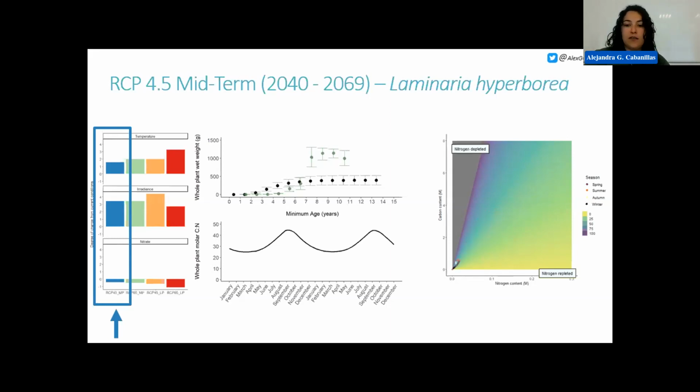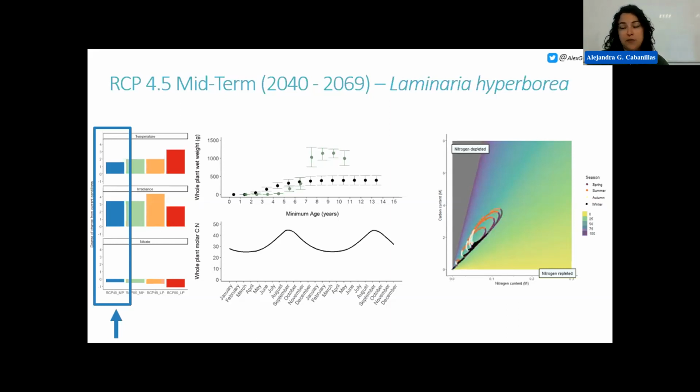As we can see, there is an increase in temperature in the table on the left. There is an increase in irradiance, a decrease in nitrate. Laminaria growth under these conditions has shifted to significantly smaller plants, but with similar seasonal fluctuation patterns in carbon and nitrogen. This limitation to the steady state size of the plant in our simulation is caused by the increase in temperature, as this has a direct effect on the increasing metabolic costs for an individual.